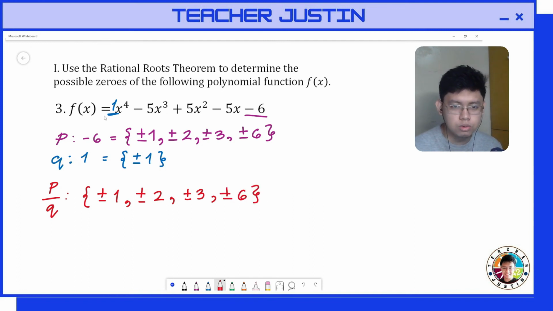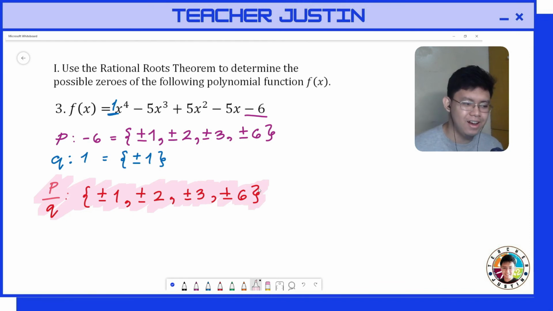So to answer the question, what are the possible zeros of this polynomial function? It will be positive negative 1, positive negative 2, positive negative 3, and positive negative 6. Alright, ta-da! And that is it.